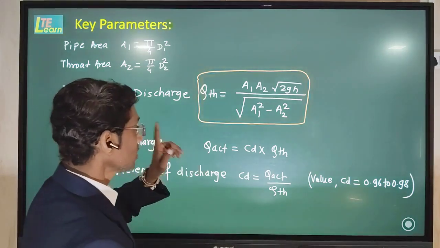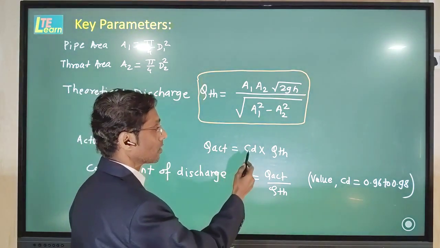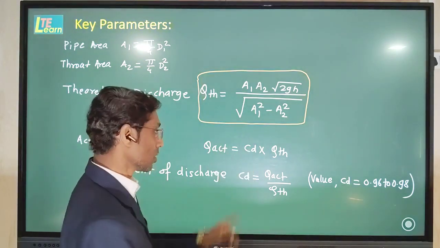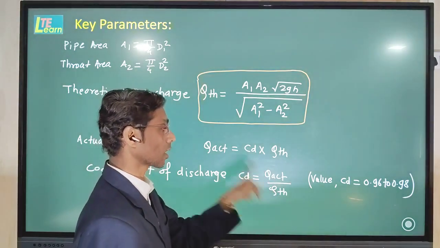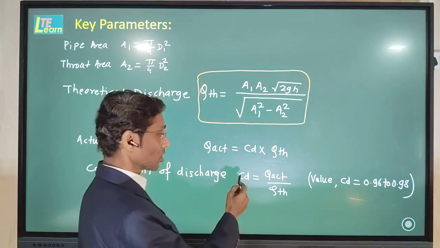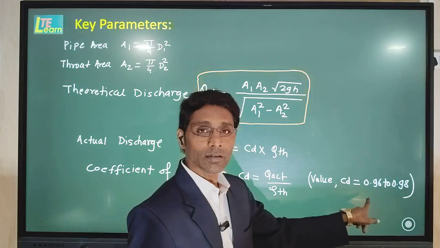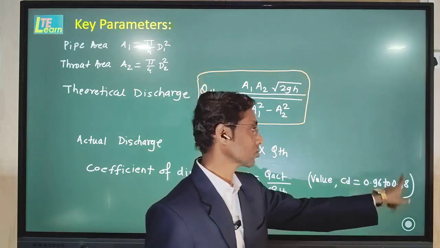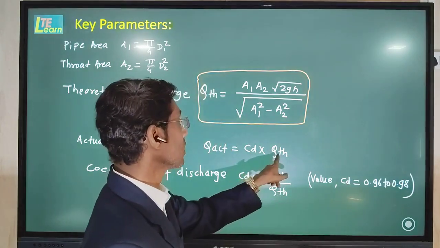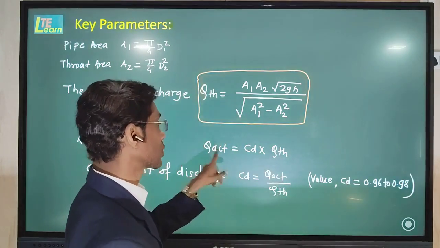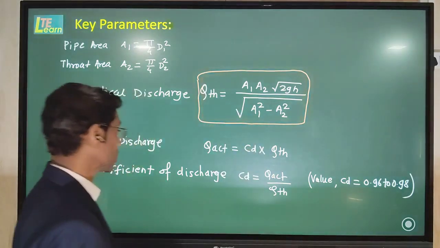Then to find the actual discharge we use the coefficient of discharge. Coefficient of discharge is the ratio of actual discharge to theoretical discharge. This CD is obtained experimentally and is in the range of 0.96 to 0.98. By using this CD value we can calculate the actual discharge Q by multiplying it with the theoretical discharge.